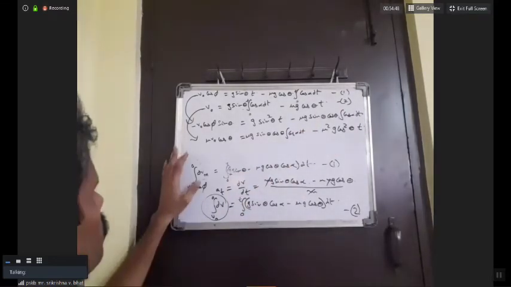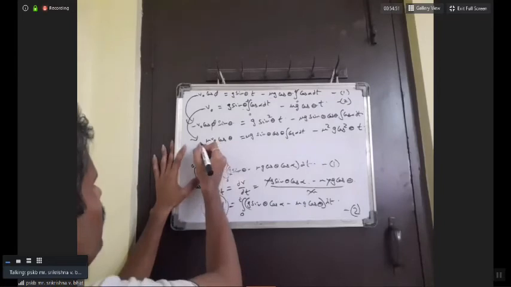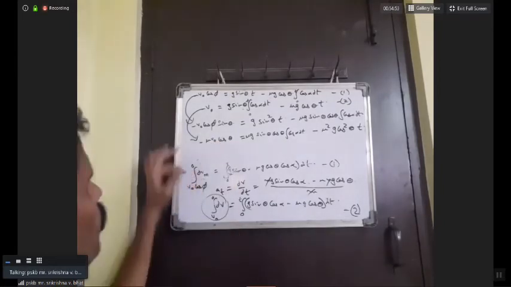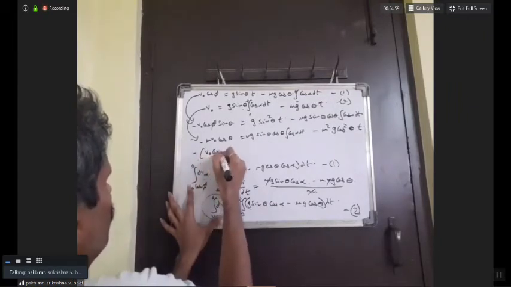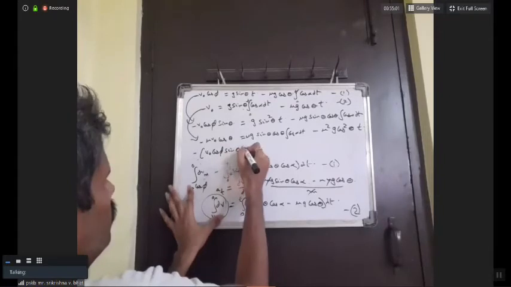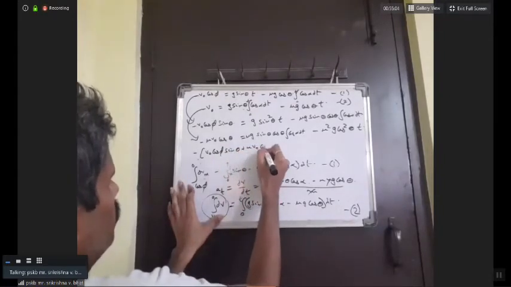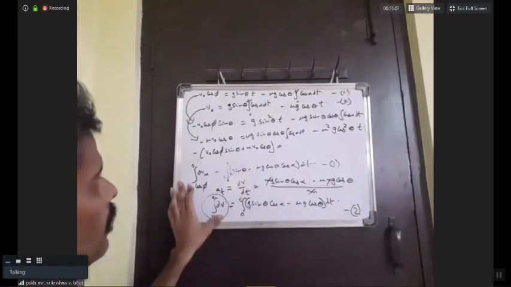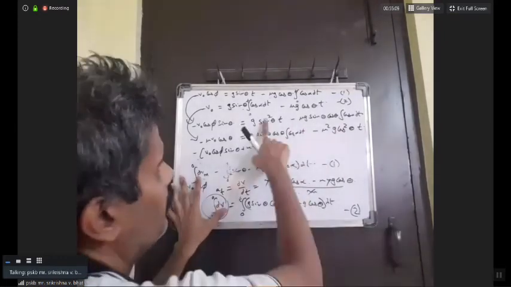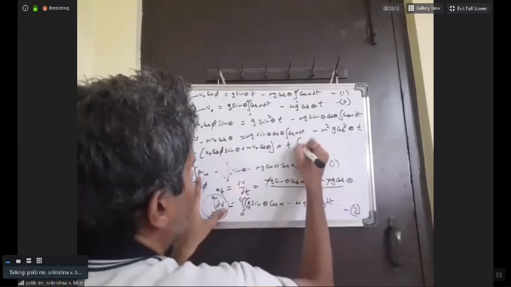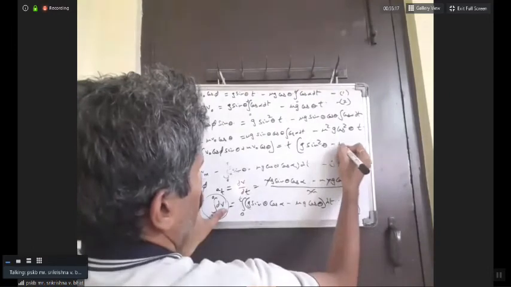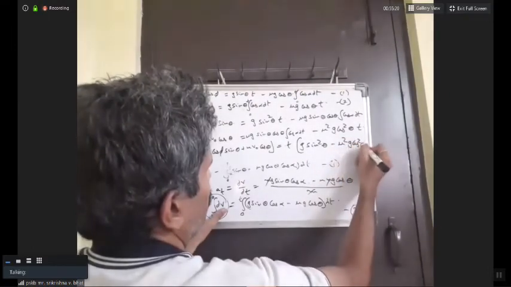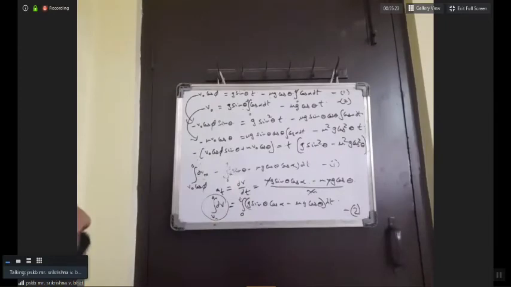So adding both equations, we will get minus of v naught cos phi sin theta plus mu v naught cos theta, that is equal to, adding these two terms, both are t terms only, t into g sin square theta minus mu square g cos square theta. So we'll get t from this.